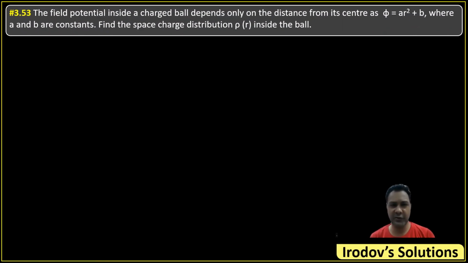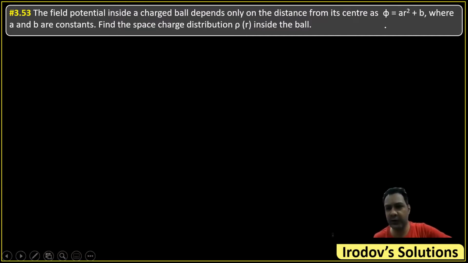Hello dear students, let's see this question number 3.53 of Irodov. The question states, the field potential inside a charged ball depends only on the distance from its center as phi is equal to ar square plus b, where a and b are constant. Find the space charge distribution rho of r inside the ball.